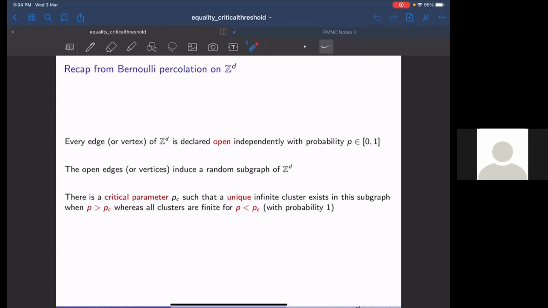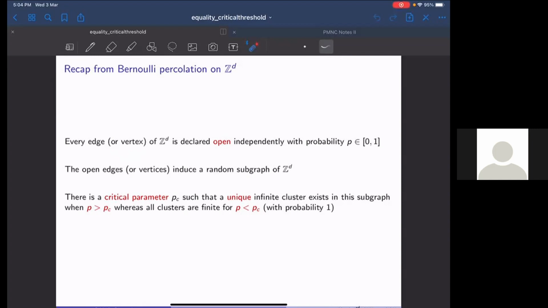So let's recap. As I said in the beginning, I'll be working with the hypercubic lattice for the purpose of this course, so Z^d, where d is bigger than or equal to 2. And you already know why Z is not a very interesting graph for percolation. The model, as you have seen from Tom's talk, is the so-called edge percolation model, but you can also make sense of that for the vertex percolation model.